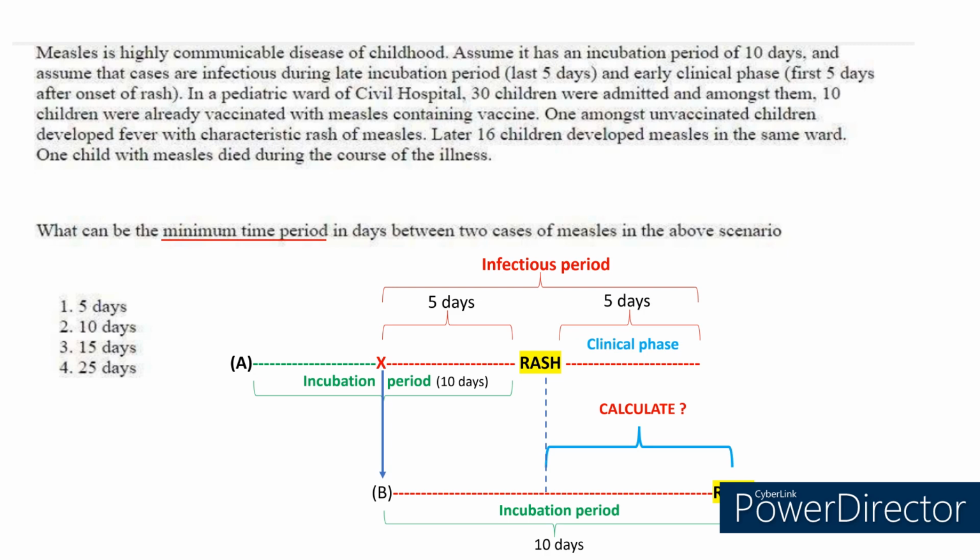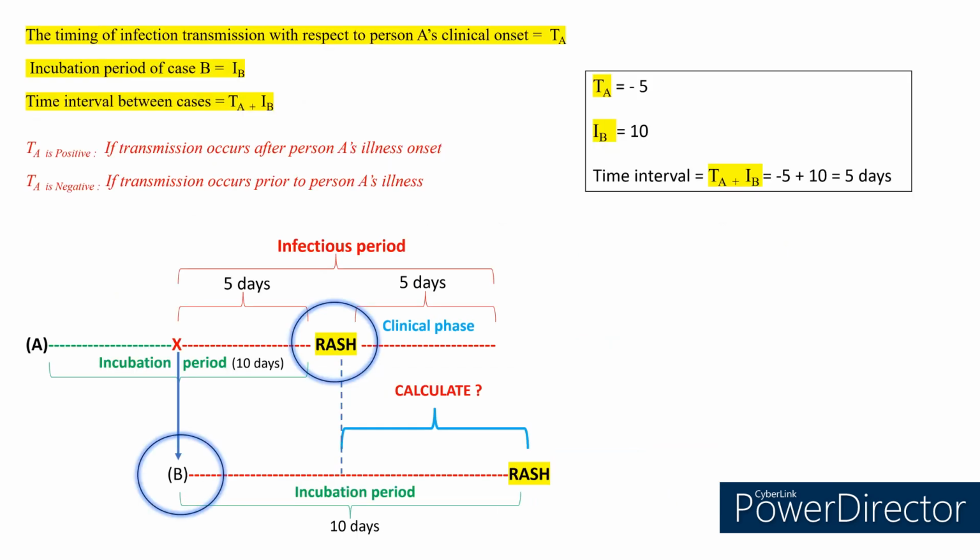So you can see that it's clearly 5 days. Now let's see how we can solve this using the formula TA plus IB, okay? The same concept, okay, we know what is TA.